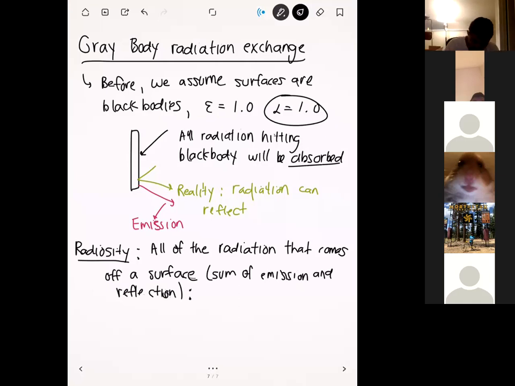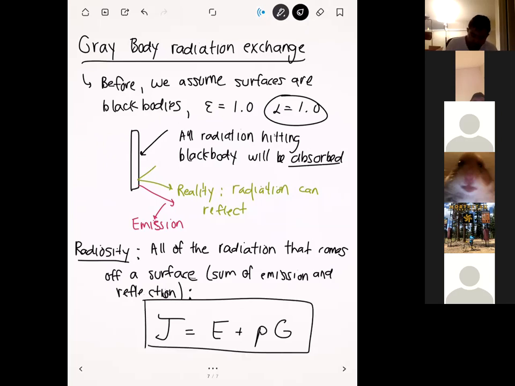All right, and so usually we give radiosity the symbol J. Don't ask me why, I have no idea. And so radiosity J is equal to E, which is our emission, plus the reflection. Reflection is usually given by the reflection coefficient rho, or the reflectivity, multiplied by G, where G is the amount of radiation that hits onto the surface.